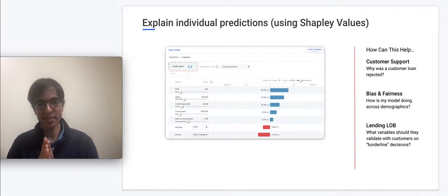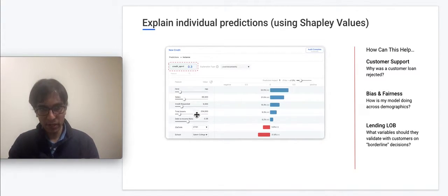So here's an example of an explanation from Fiddler. So this is an explanation of a credit lending model. It's explaining an individual prediction made by that model. So this box in red at the top left of the page is essentially the prediction for that particular input. So in this case, the prediction is 0.3.